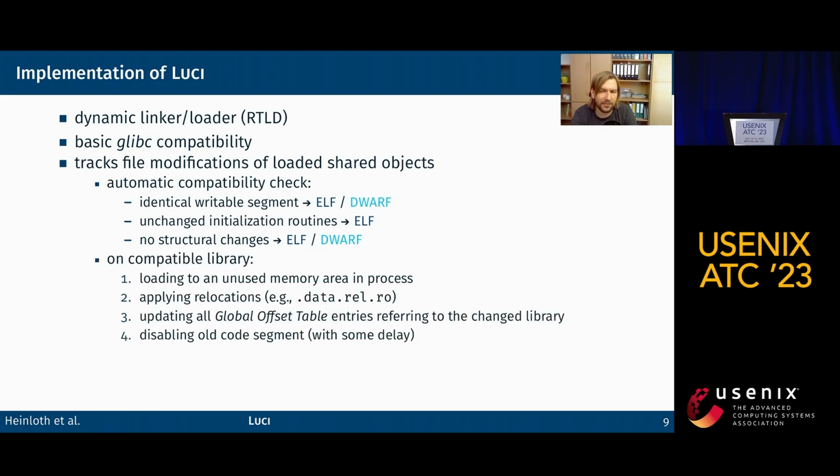After mapping the sections into the process virtual memory, first, local relocations are applied, before updating each global offset table in the process, and finally, after some time, preventing unauthorized execution of old library code. But in case Luci finds incompatibilities, the user can get notified about the requirement for a manual restart, while the application continues with the old code.